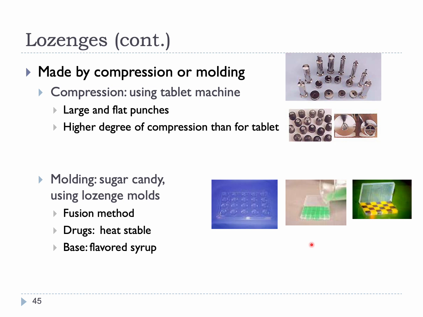So first, the API is mixed with the base by heating, which we call the fusion method. The base will be melted and then incorporated with the API. And then the mixture of base and API will be poured into the mold. And usually the base has a flavor syrup, so this helps to increase acceptance by the patient.